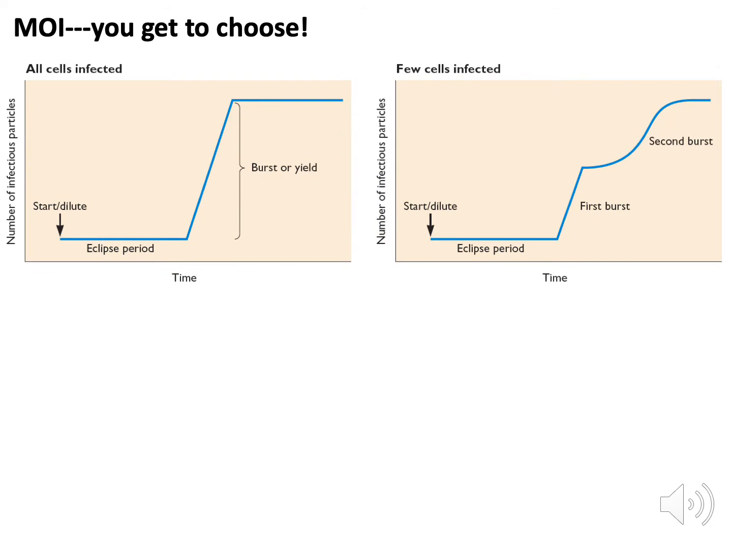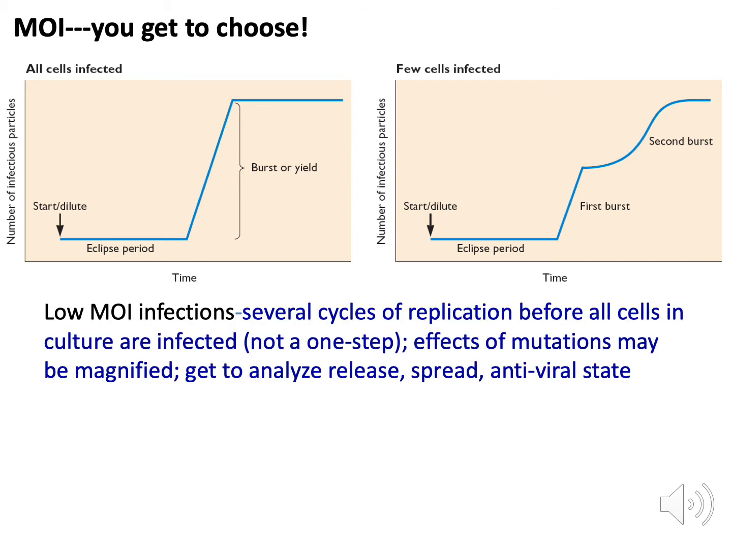The other thing with MOI is that students often misinterpret multiplicity and think that it means all of the cells have to be infected. You, as an experimentalist, get to choose. So you can do a low MOI infection, and in a low MOI infection, it takes several cycles of replication before all the cells in the culture are infected. Look at the graph on the right. It's not one step.